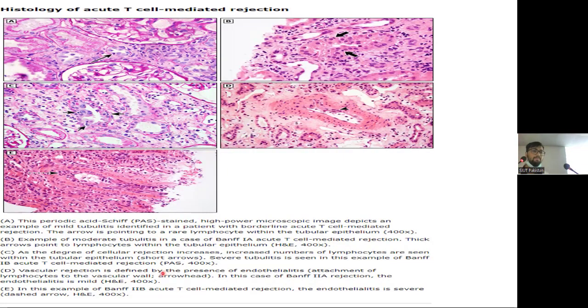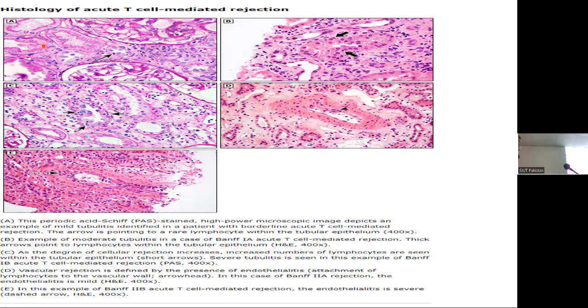Now, this is the PAS stain, and in picture A, this is showing a case of borderline TCMR, where you can see mononuclear cell infiltrates within the tubules. This is the case of mild tubulitis, and in case of B, there is a feature of moderate tubulitis, with an increased number of infiltrating mononuclear cells. And in case of C, this is the severe form of tubulitis, where the tubule becomes atrophied and there is a breach in the basement membrane.